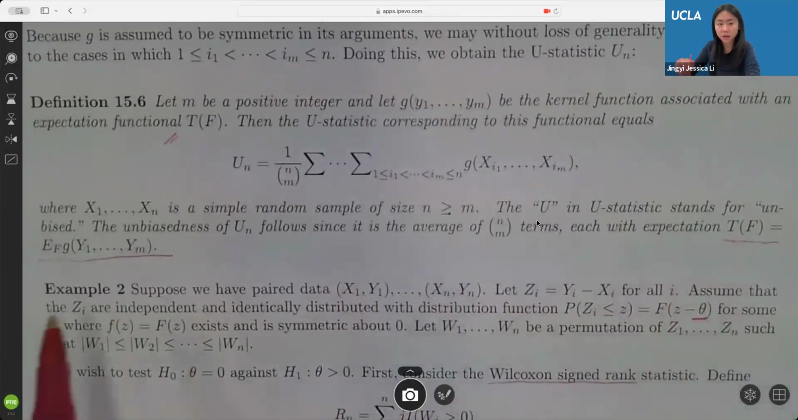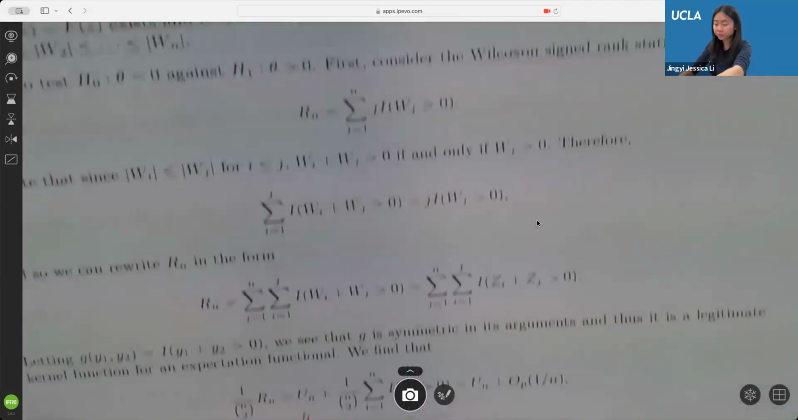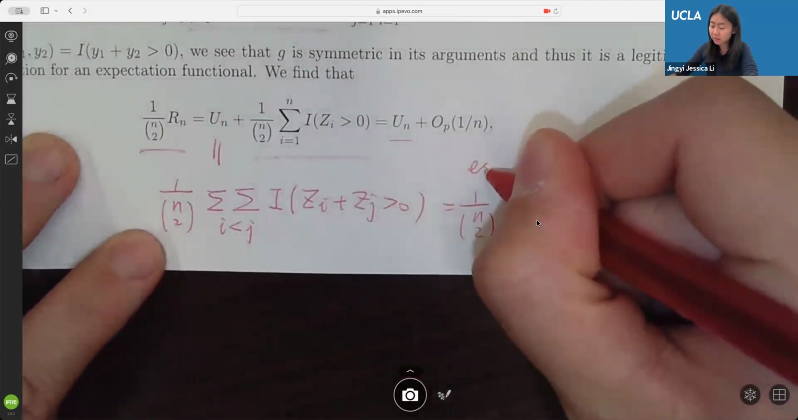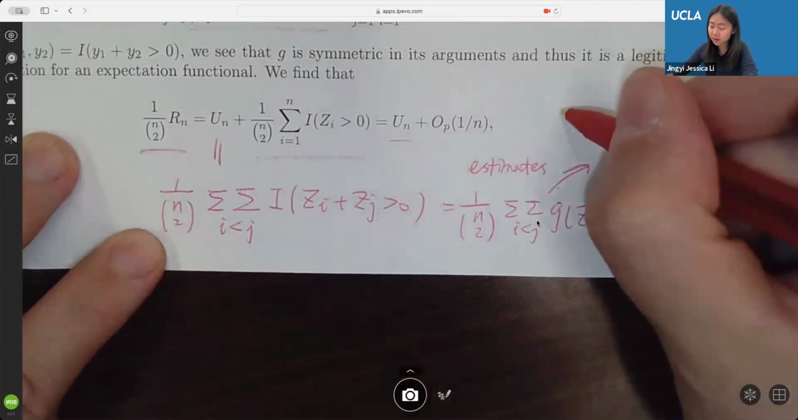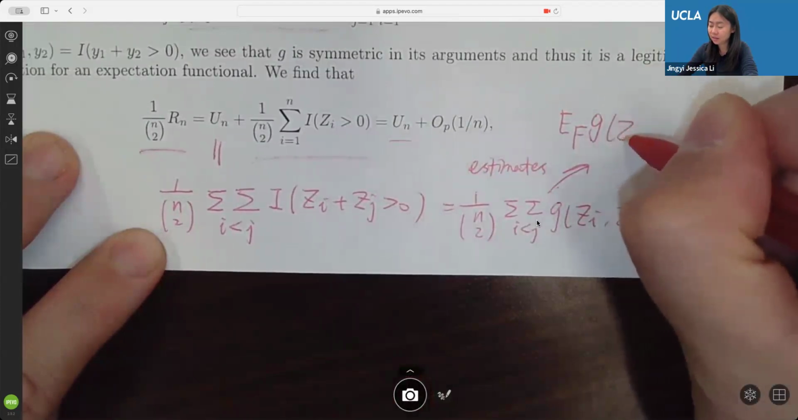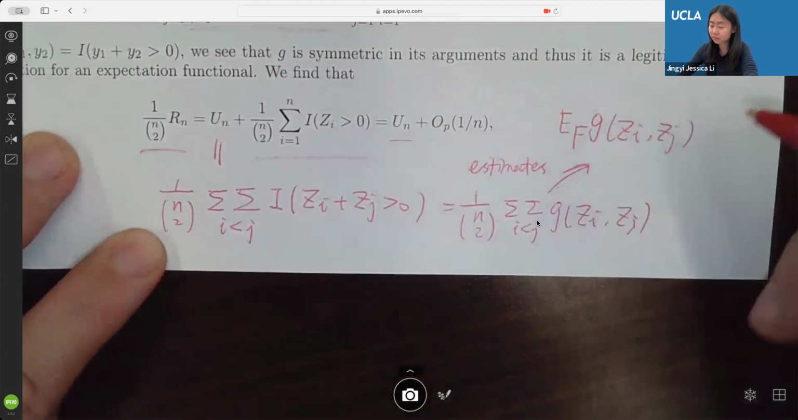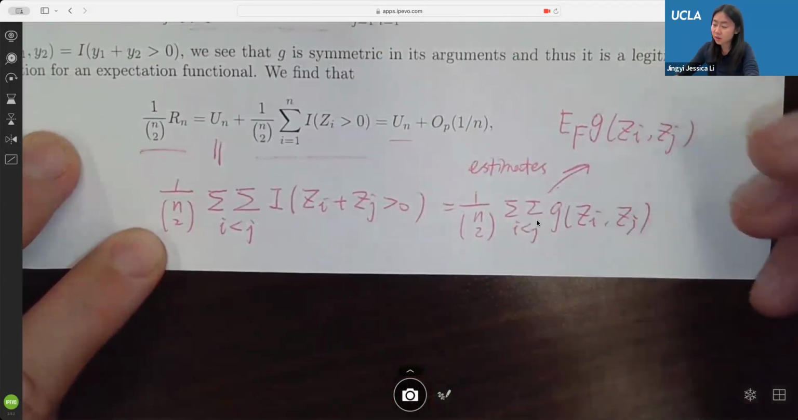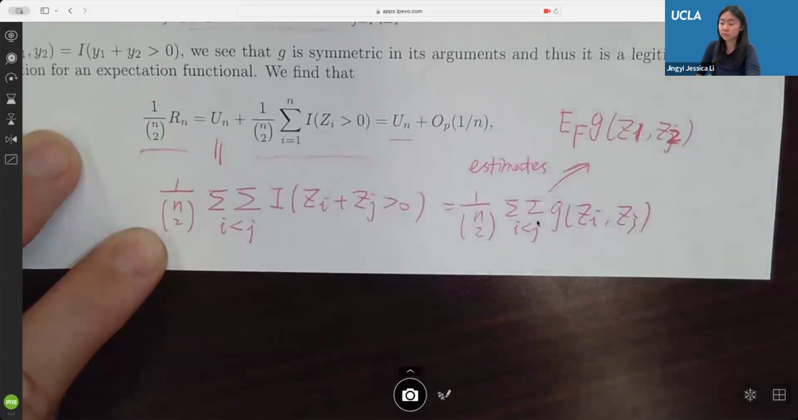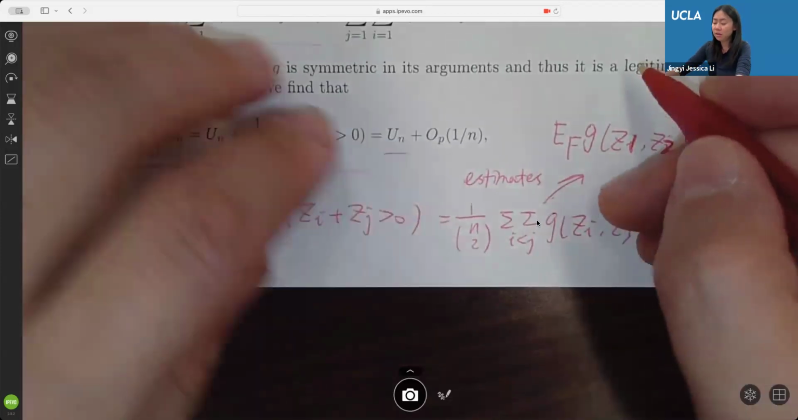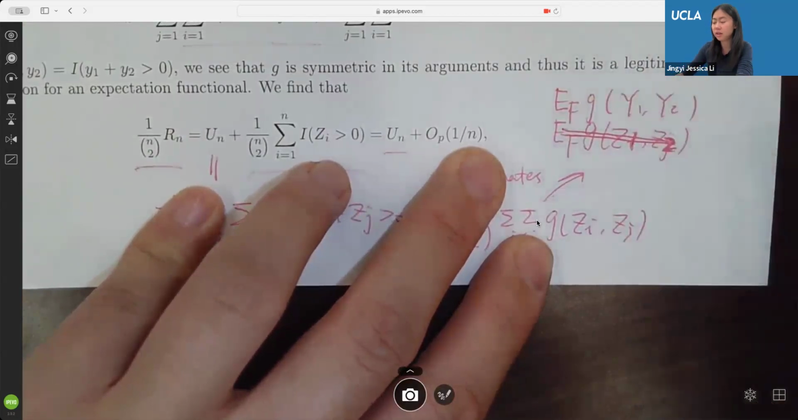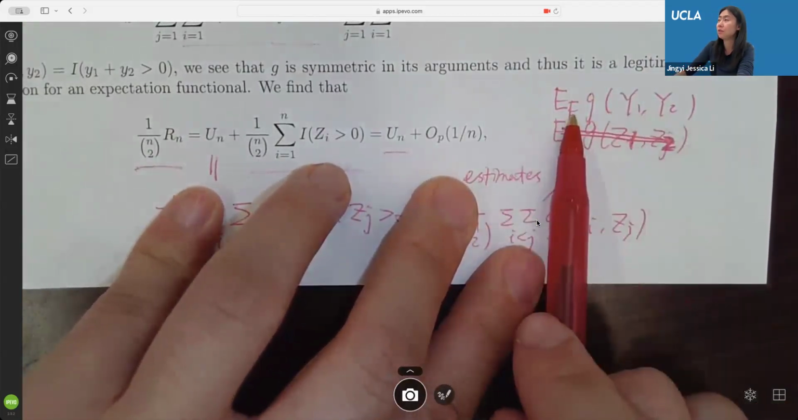Yeah, this is the TF. So for the same argument, this U_n estimates the expectation under F of G, right? And that's what? Z1, Z2. Or maybe using the notation we're more familiar with, I should say G(Y1, Y2). This is more standard because Y1 and Y2 are general notations that follow distribution F.